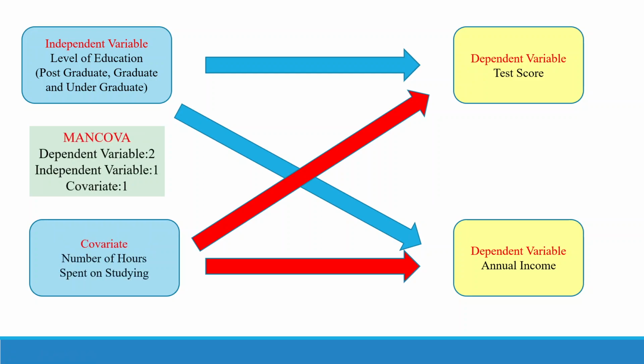Next is MANOVA. Two dependent variables, one independent variable, and one covariate. So we want to control the effect of this. The objective is to study the effect of level of education on test score, annual income, controlling the effect of number of hours spent on study.